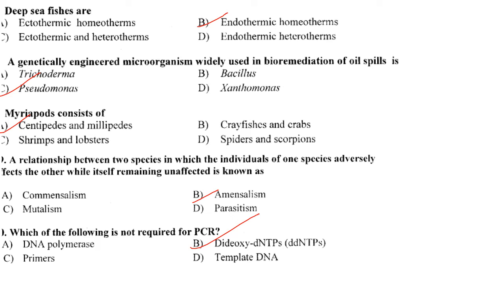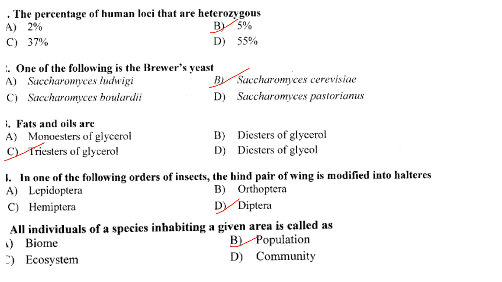Which one of the following is not required for PCR? DNA polymerase, di-deoxy-dNTPs, primers, template DNA. You don't need di-deoxy-dNTPs for PCR. You require only dNTPs, not ddNTPs. ddNTPs are required for sequencing reactions. Answer is option B. Then the percentage of human loci that are heterozygous. So answer is option B, that is 5%.